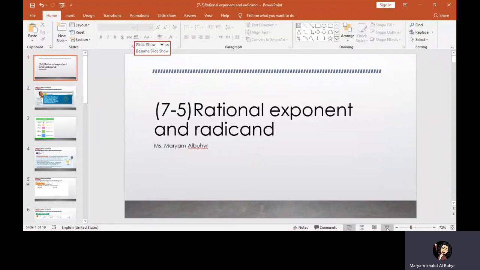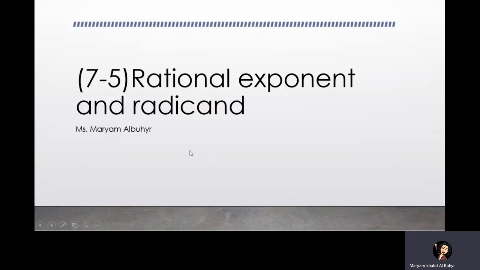So this is the next lesson, which is rational exponent and radicand. I would like to just give you the basics for this lesson. So rational exponent, they mean by something like this. For example, let's say x to the power 1/2. For example, x to the power 1/3. We can say x to the power 2/3.